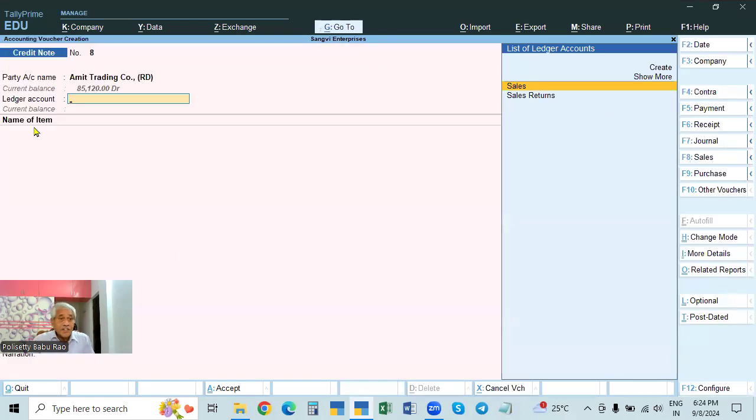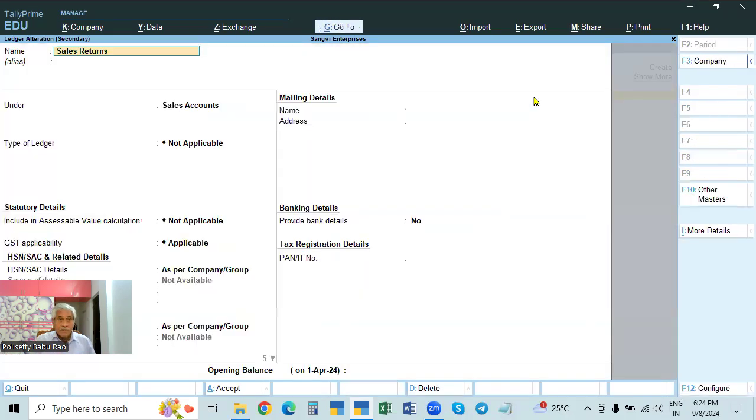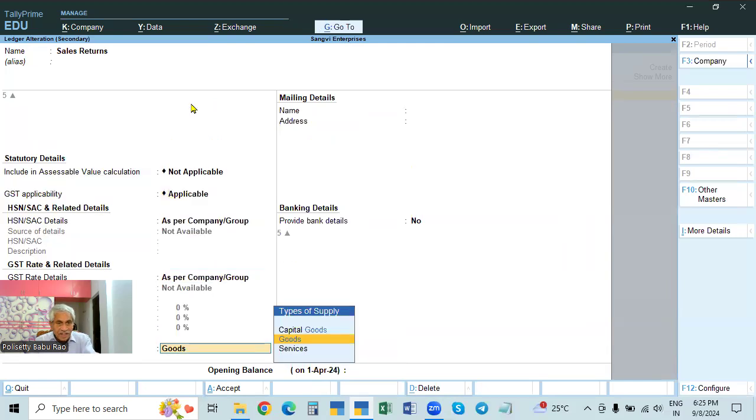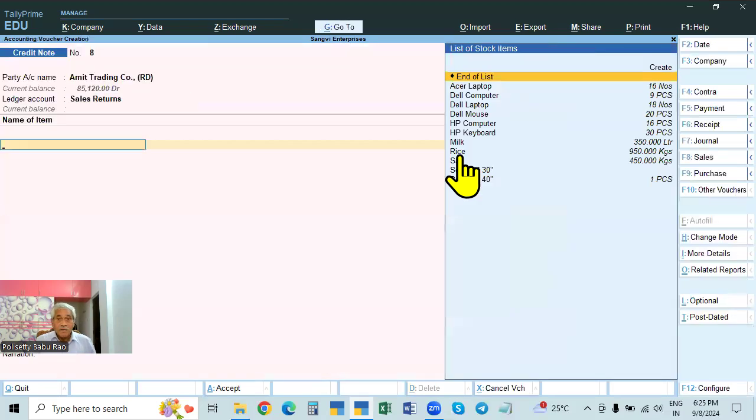And here the ledger account. This is the credit note, which means sales returns, not sales. So we should not select sales, but select sales returns, since the goods are returned. When you create sales returns, take the same account and the group is sales account only. There should not be any details here because they are all given in the stock item. And last, select goods or services; select goods.